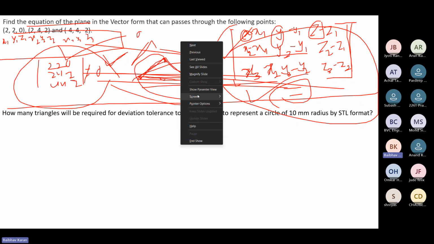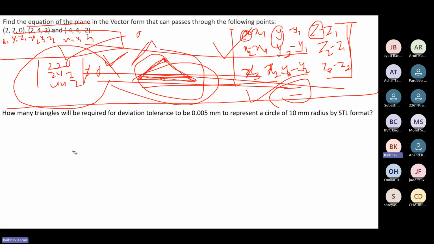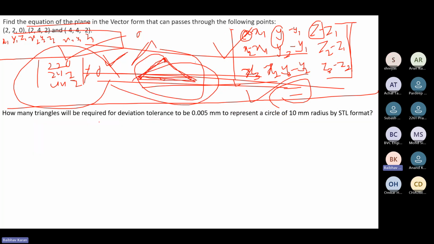Just a second. Okay. So the question says, how many triangles will be required for a given deviation tolerance to represent a circle of 10 mm radius by STL format? This question is regarding the deviation tolerance. If someone can give me an idea of how to solve it.